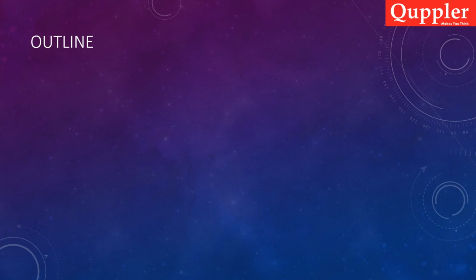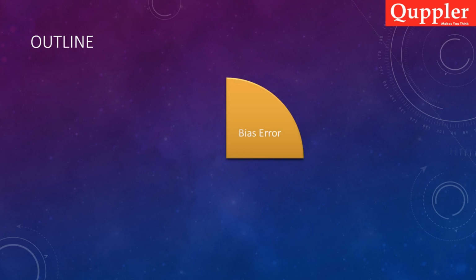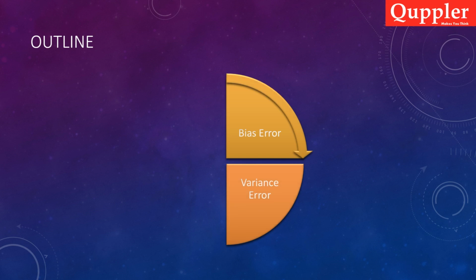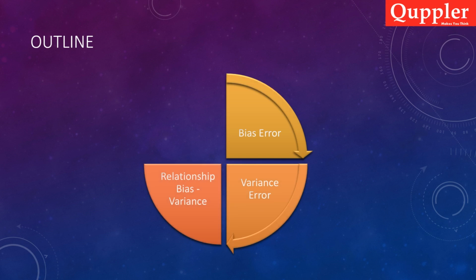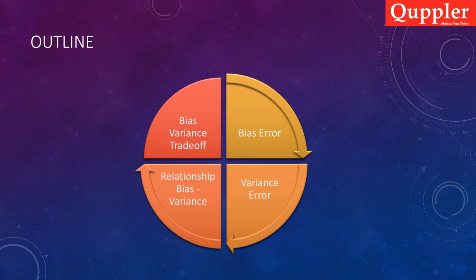Before starting, I'm going to give a brief outline of what we're going to cover in today's session. First, what is bias error. Next, variance error. Then we're going to understand the relationship between both of them, to know how we can avoid underfitting or overfitting of the model and find the exact optimal point for the best fit of a model, which we often call the bias variance trade-off. So let's start with this session today.